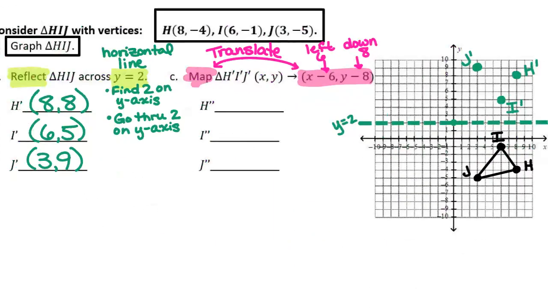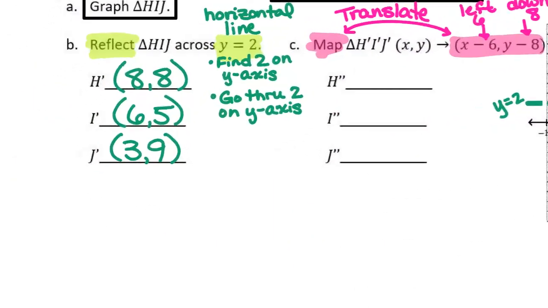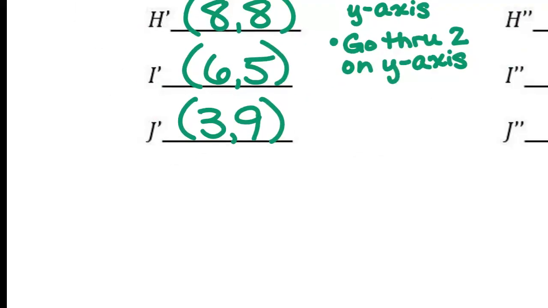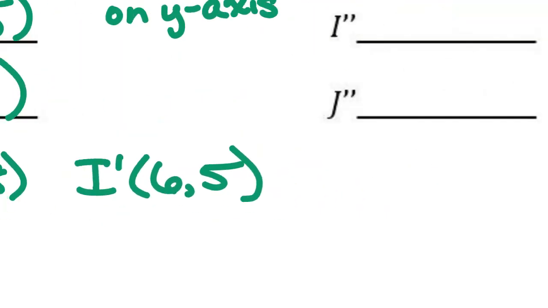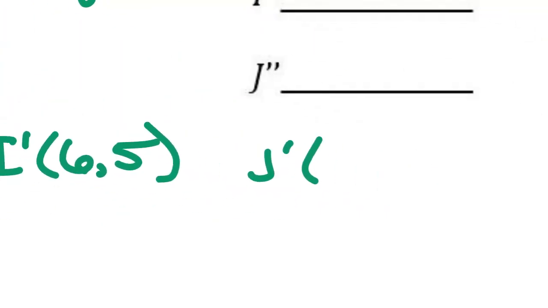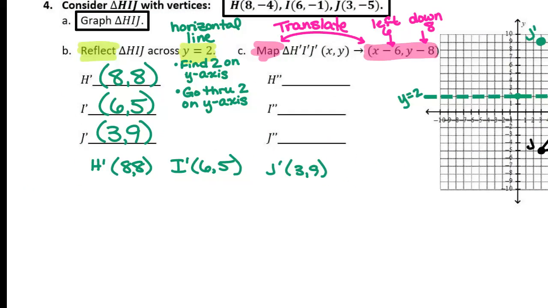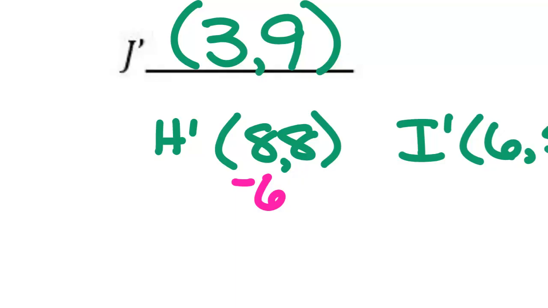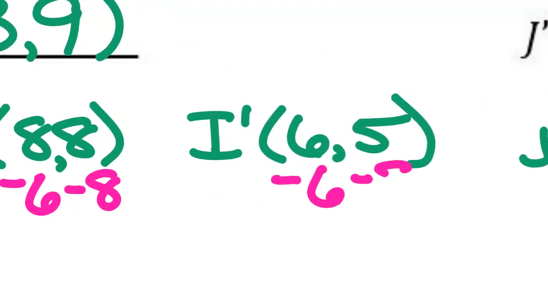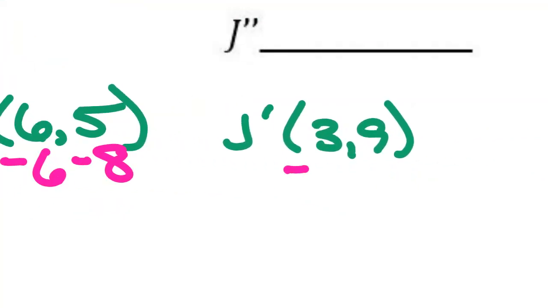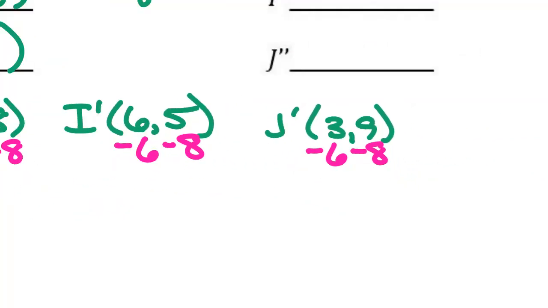You can either count that, or we can do some addition and subtraction to get there. I know that H prime is 8, 8. I know that I prime is 6, 5. And J prime is 3, 9. So to all of these, we are going to minus 6 from the x and minus 8 from the y. Minus 6 from the x, minus 8 from the y, minus 6 from the x, minus 8 from the y.